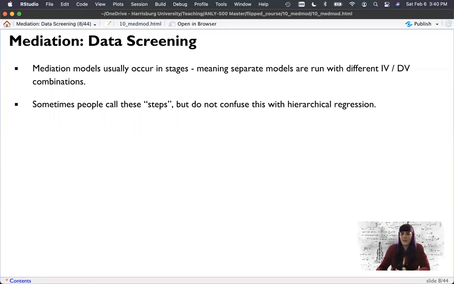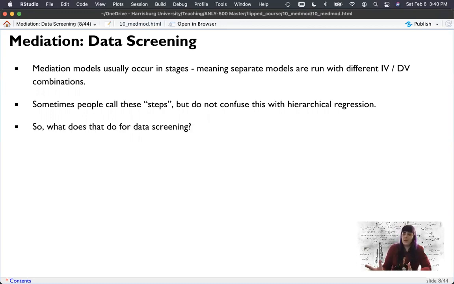Well, I don't want to confuse this with hierarchical regression. So I call them stages just so that we're not calling them steps, because it's not a hierarchical regression. It is 3 different models that we use to ask the question about mediation.